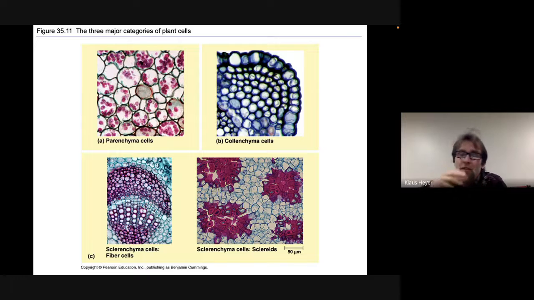Sclerenchyma is the third one, and I don't care about the types of sclerenchyma. Just that sclerenchyma is the third cell type. The word sclere, SCLERE, means to harden, like sclerosis, for example.